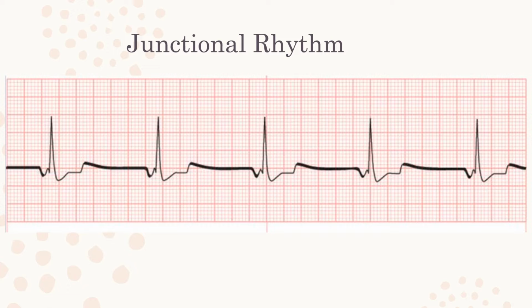You've got an inverted P wave, and if you measure out that PR interval with that inverted P wave, it's going to be less than 3 boxes, so it's going to be less than 0.12. Your QRS looks pretty normal, and your T wave looks like it's a little upside down. But the key here is the inverted P wave, and the PR interval is less than 0.12, and the rate is between 40 and 60. So that's a junctional rhythm.